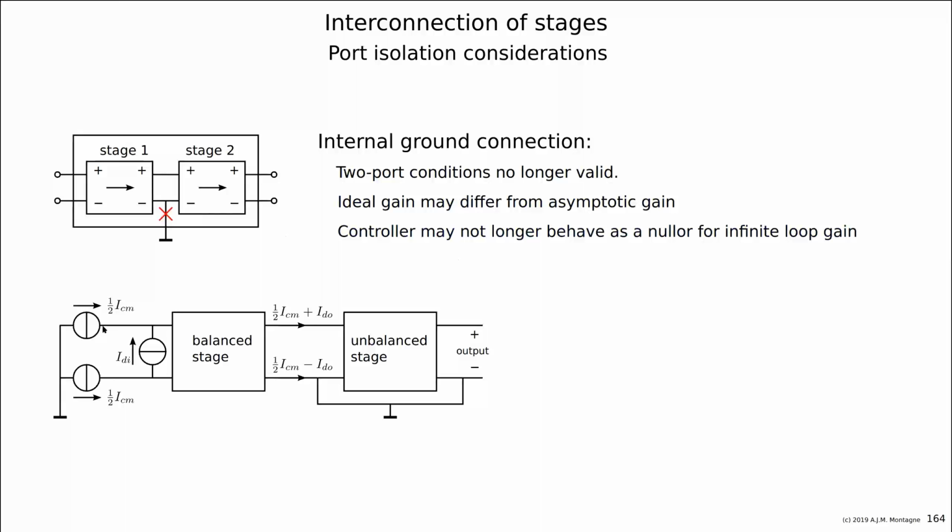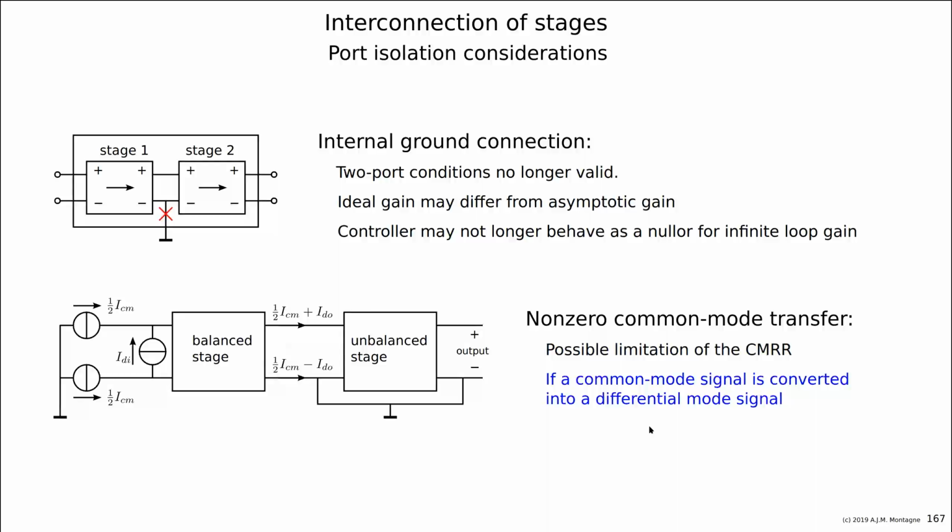Another thing is if you have a balanced input stage and, for example, an unbalanced output stage, you just connect the output of the balanced stage to the input of the unbalanced stage. But your balanced stage has some common mode transfer. In that case, of the common mode output signal, one terminal flows into ground and the other flows into your unbalanced stage. So it's converted into a differential mode signal. That makes your common mode rejection ratio limited by doing so. So basically, you are converting a common mode into a differential mode signal.